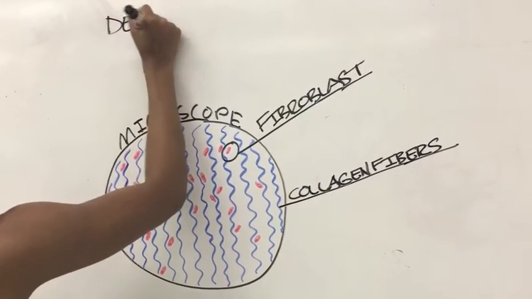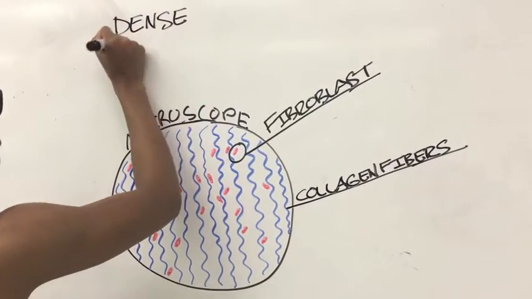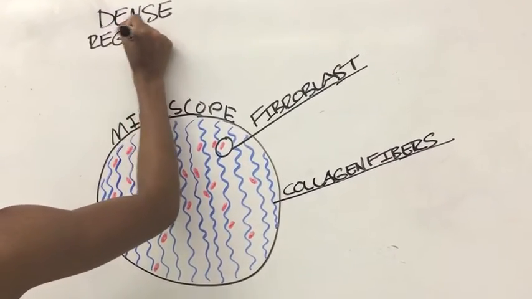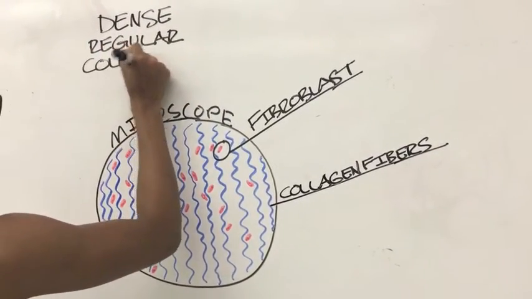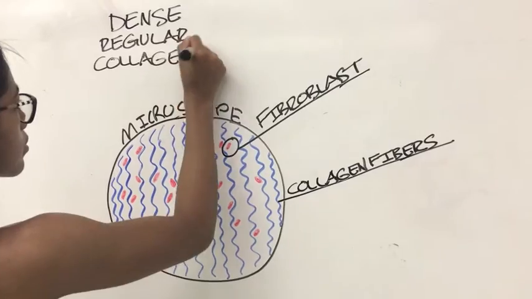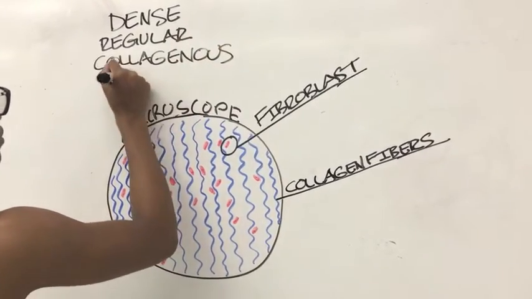Dense, regular, collagenous connective tissue is strong and resistant to stretching. It contains a matrix of collagen fibers and fibroblast cells. Dense, regular, collagenous tissue is located in tendons and ligaments.